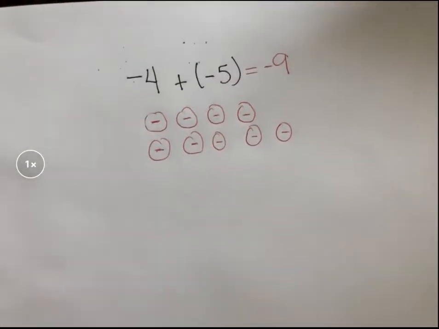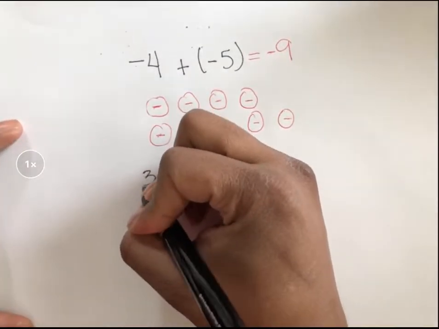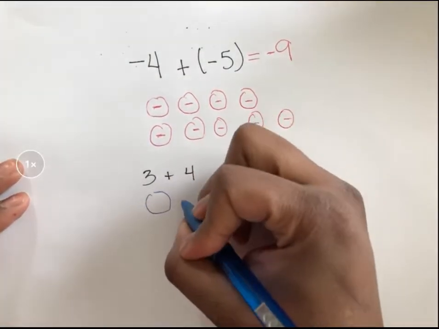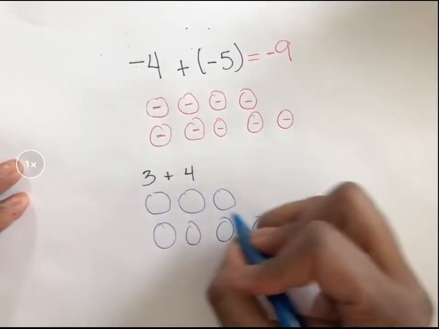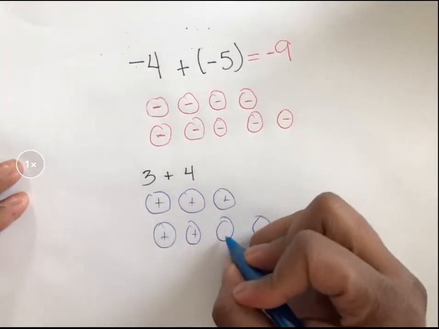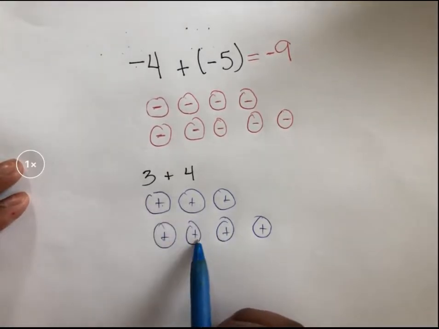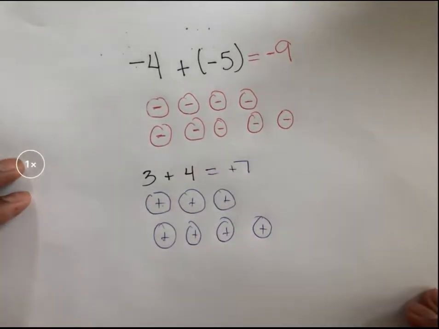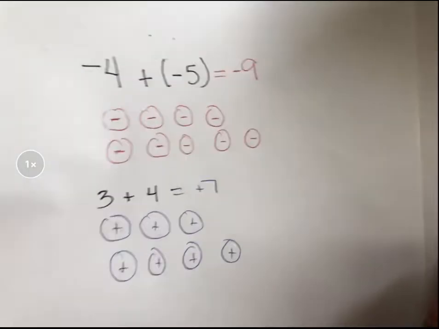Okay. The same thing works for a problem where they're both positive, which is something we already know how to do. Let's say like 3 plus a +4. I'm going to draw my 3 circles. 1, 2, 3. Draw my 4 circles. 1, 2, 3, 4. They're all positive. Because they're all the same sign, I can just add them all together. 1, 2, 3, 4, 5, 6, 7. My answer is 7. And because they're all positive signs, it'll be a +7. Now, that technically does not apply when we have opposite or different signs.